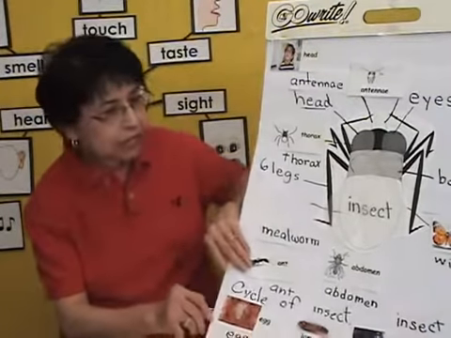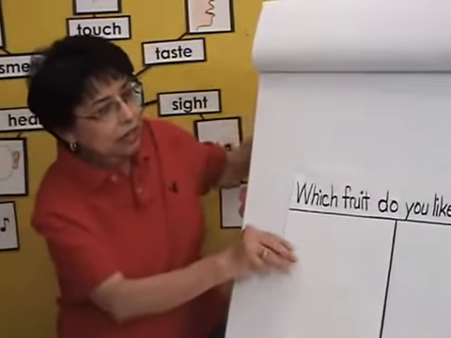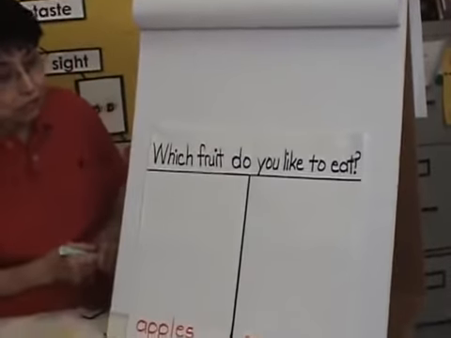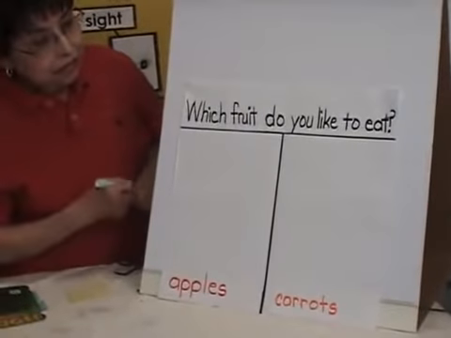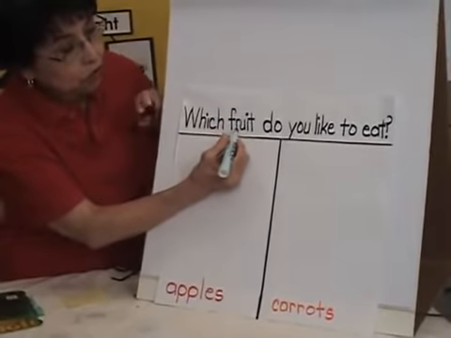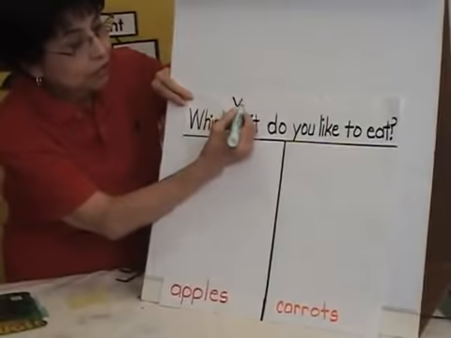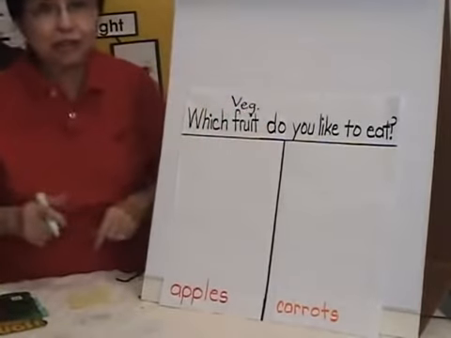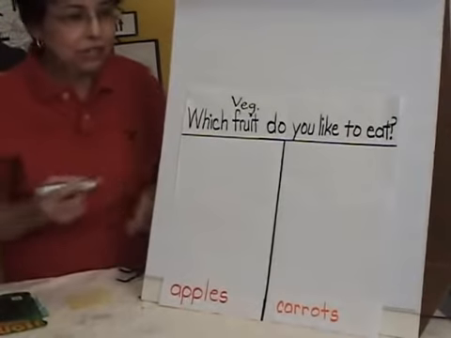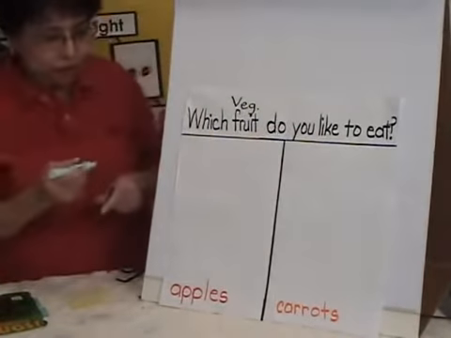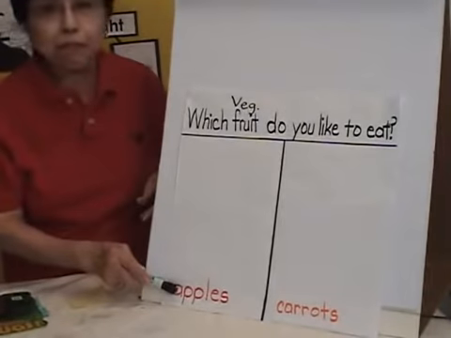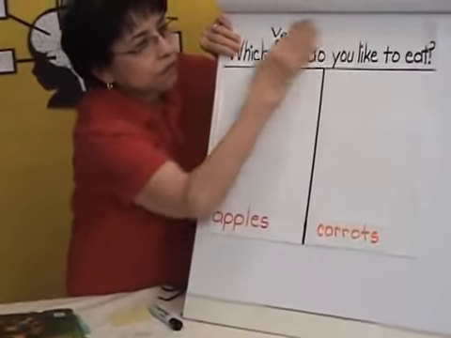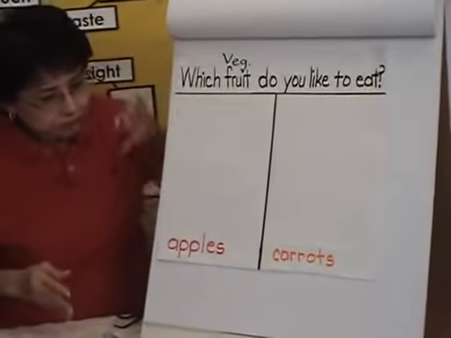Now while they're drawing it, I'm going to turn to my chart and I'm going to say, which fruit or vegetable did you like best? I'll just abbreviate, but for your classroom, make sure you write everything out. Which fruit? Is it apple or is it the carrot? Let me bring this up a little bit so that the video will be able to capture it.